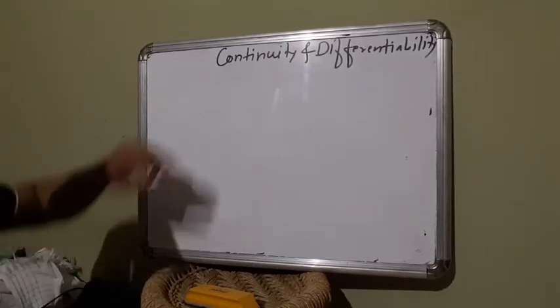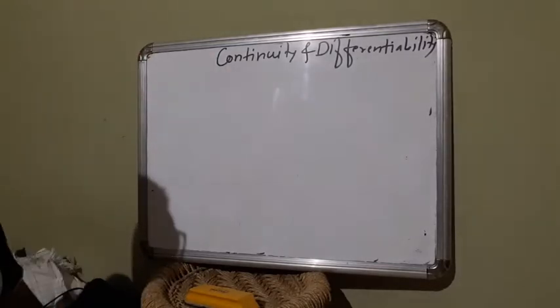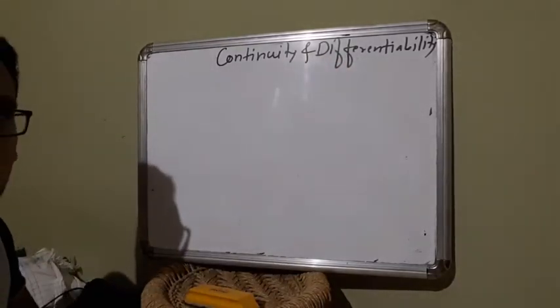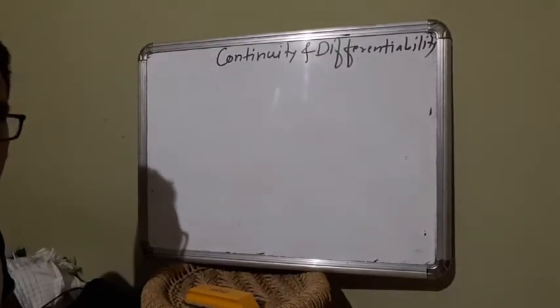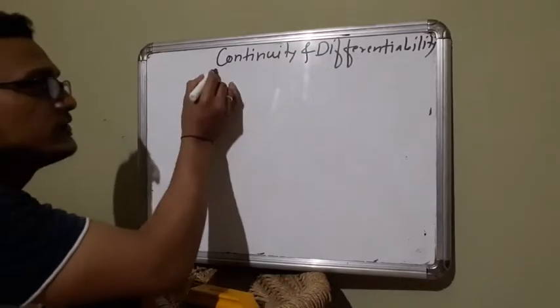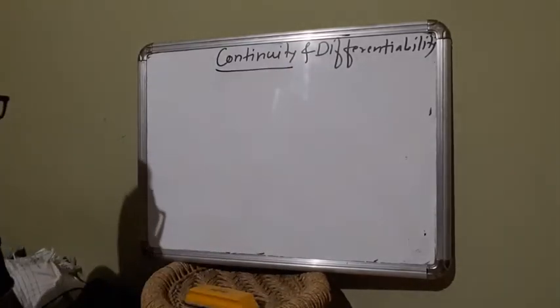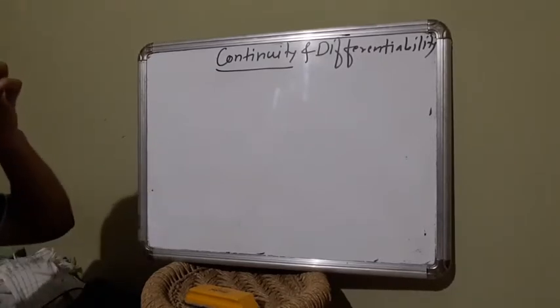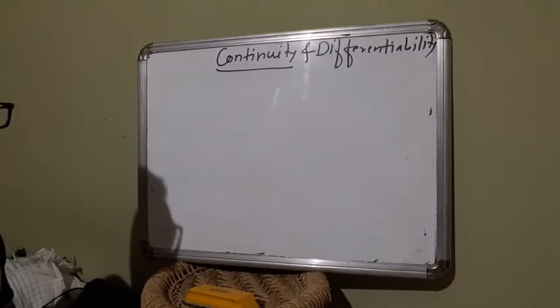For continuity we require the limits part which you already learnt in the first year, and for differentiability we require the derivative part, which is again already learnt in the first year. So let us talk first about the continuity part. For this we require the base of first year limits. In limits we have seen the definition of a limit.